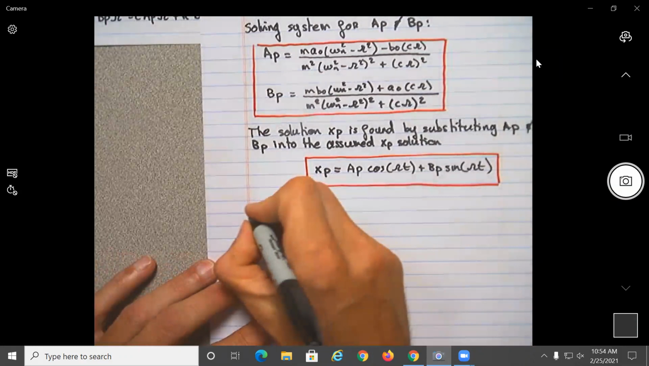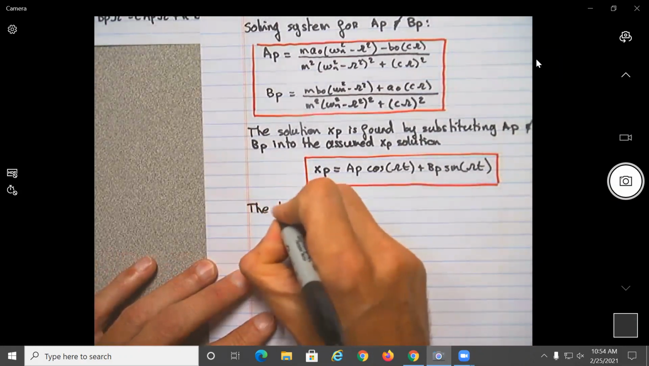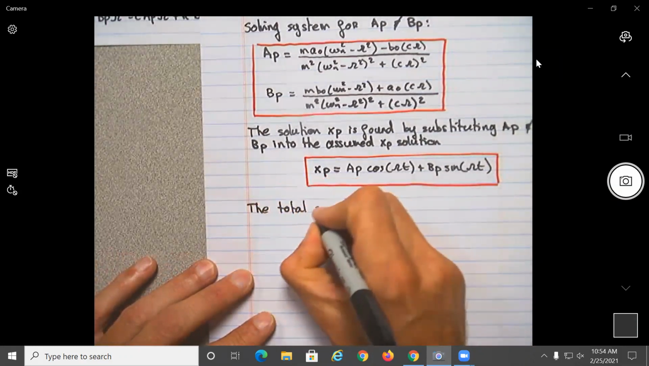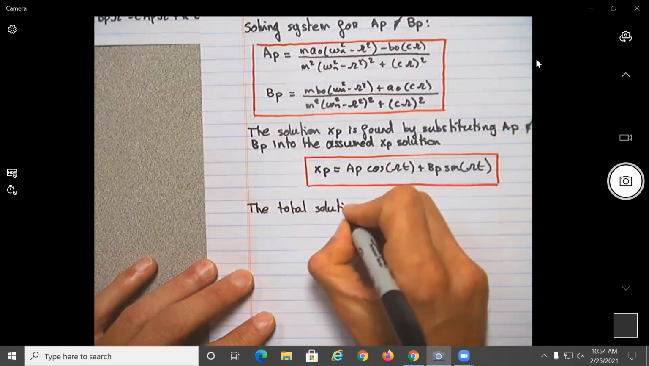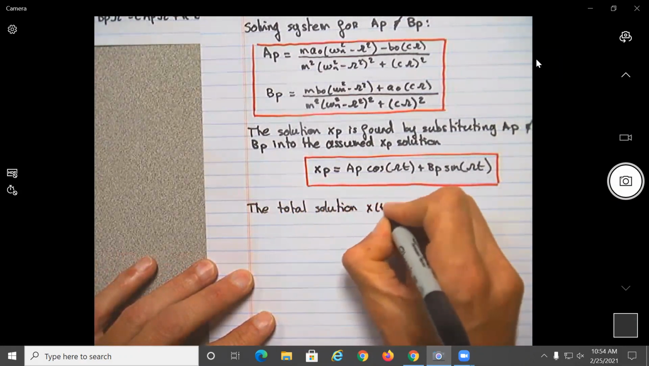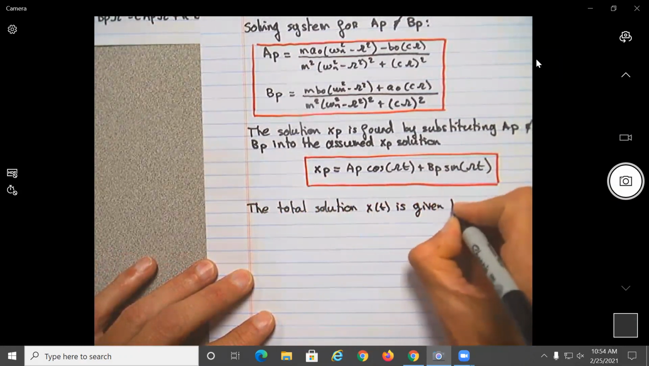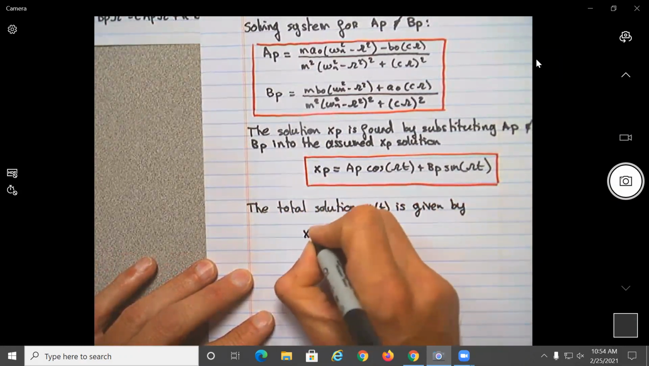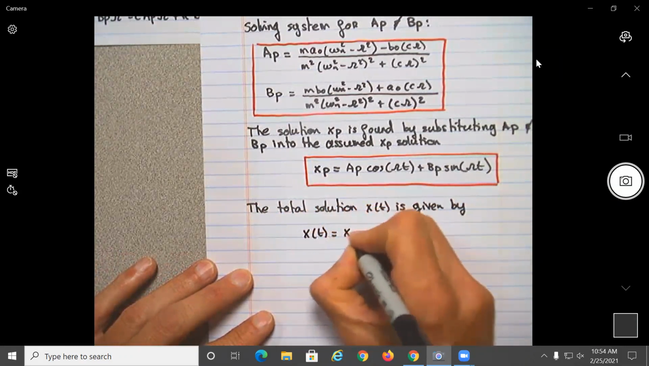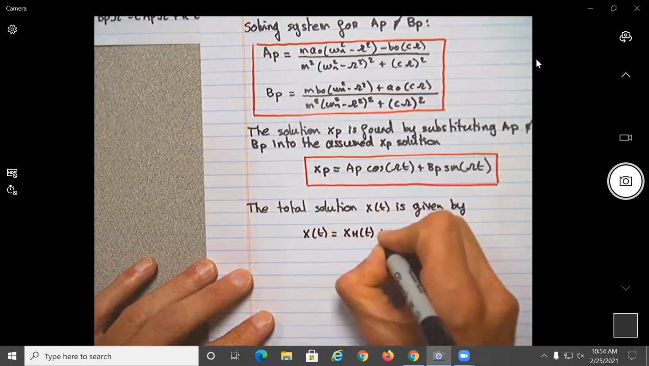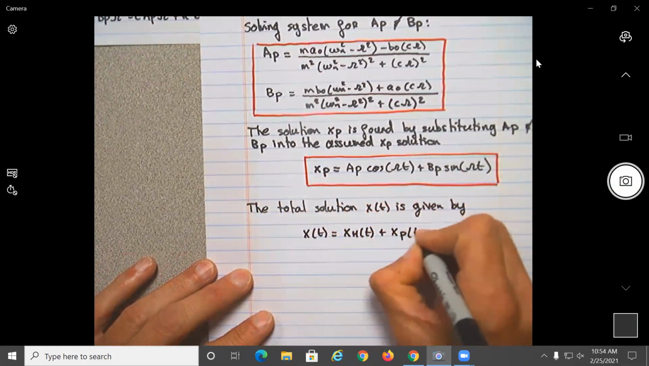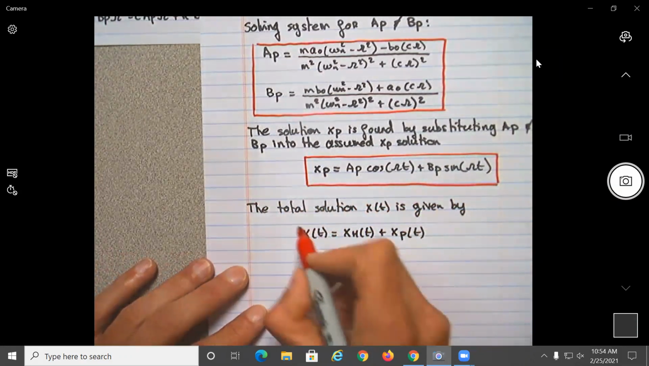Okay, so the total solution x of t is given by what? X of t is equal to what? X homogeneous of t plus x particular of t.